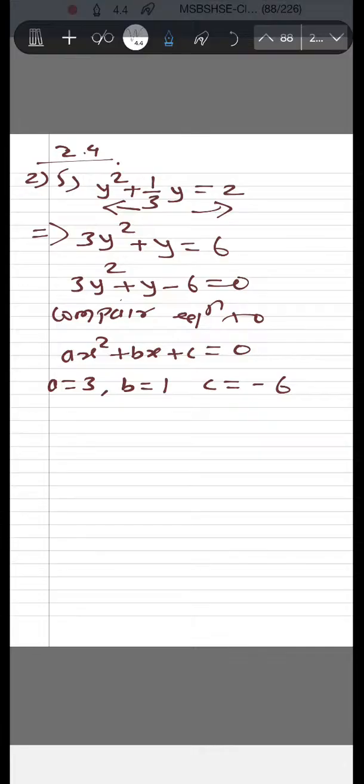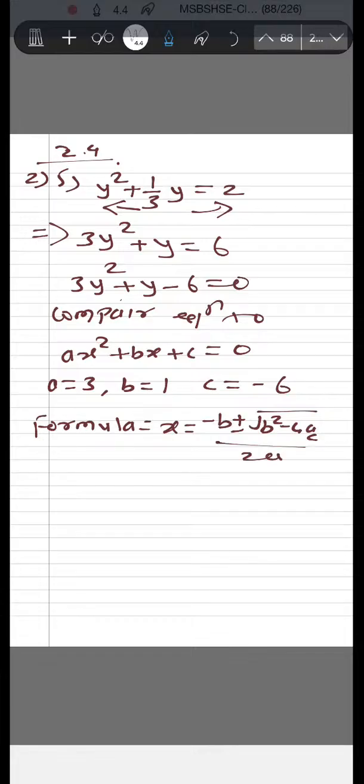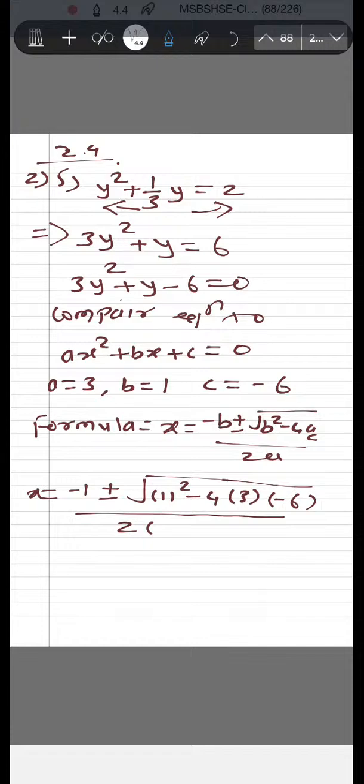We know the formula. What does the formula say? X is equal to minus b plus or minus square root of b square minus 4ac divided by 2a. So here I am going to put all the values. X is equal to minus b, what is minus b? Minus 1 plus or minus square root of b square. What is the value of b? 1 here. Minus 4 into 3 into minus 6 upon 2a, into 3.